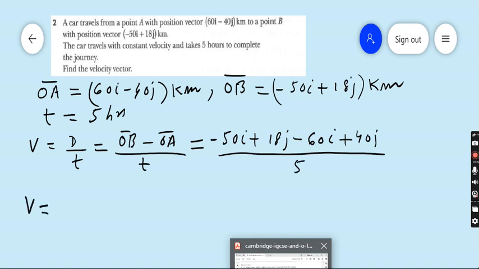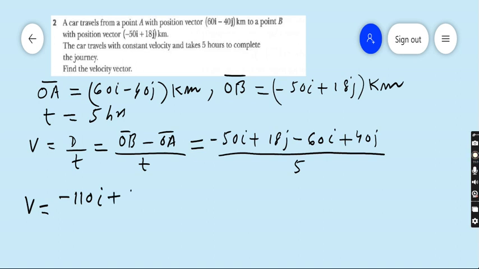So velocity is equal to minus 50 minus 60, which is minus 110i, and 40 plus 18 is 58j, upon 5.